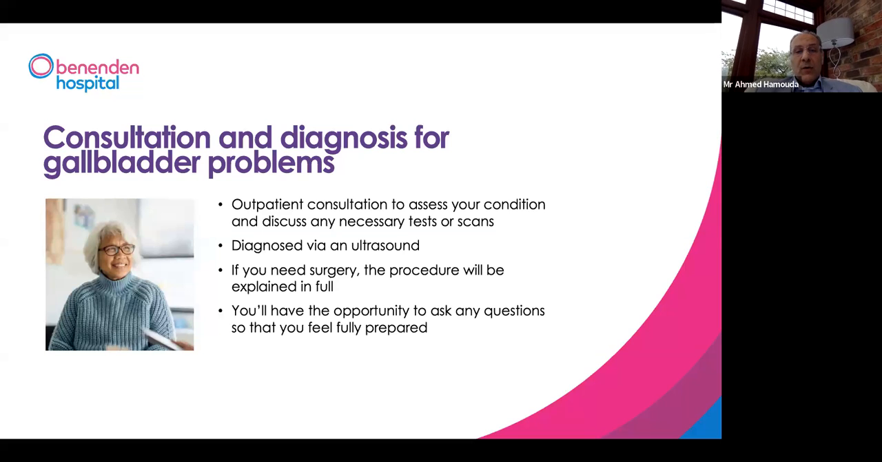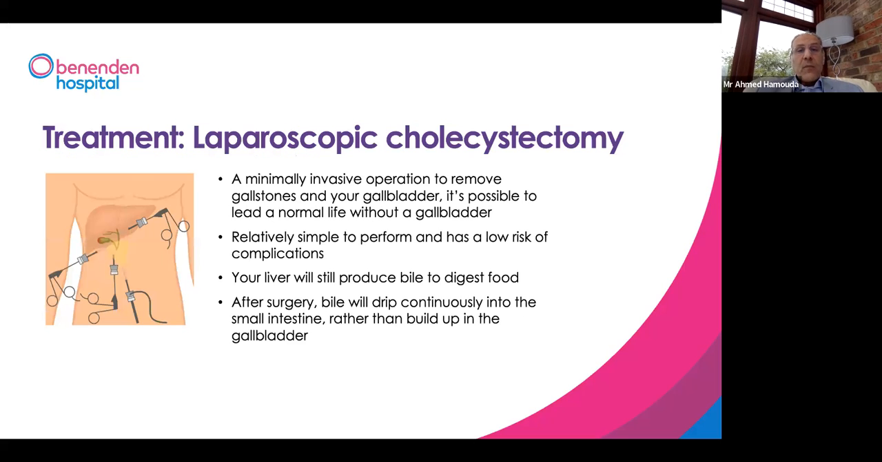So we talk about obviously diagnosis with an ultrasound scan, with blood tests if need be, an MRCP if required, an ERCP, which is the camera, if need be, and then we talk about surgery itself. So surgery is keyhole. It's called a laparoscopic cholecystectomy. Normally surgeons will use 4 cuts, some people use 3 cuts.